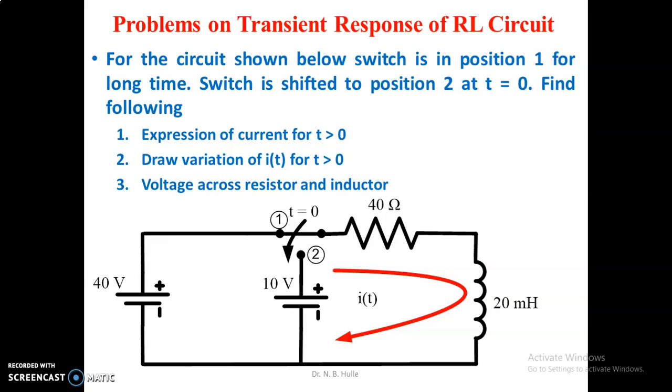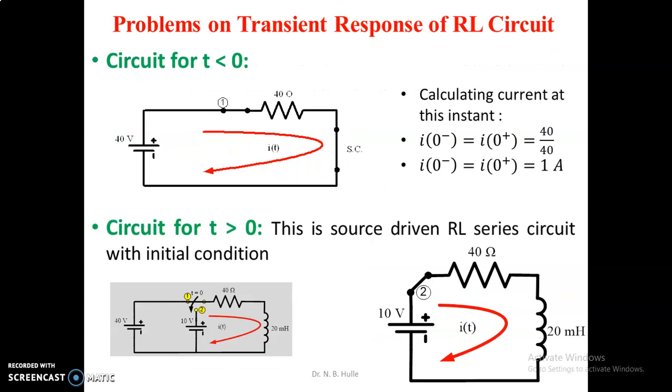Now, as we have the general procedure, we will follow that. We will analyze the circuit before switching and the circuit after switching. To begin with, the first part is the circuit for t less than 0. Here the applied voltage is 40 volt, the switch was in position 1, and the 40 ohm resistance is as it is. This is 20 millihenry, and it should be replaced by a short circuit because in the final condition, the inductor acts as a short circuit. Now this is the circuit for t less than 0.